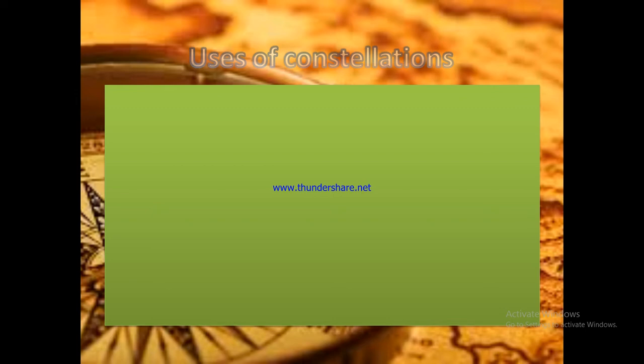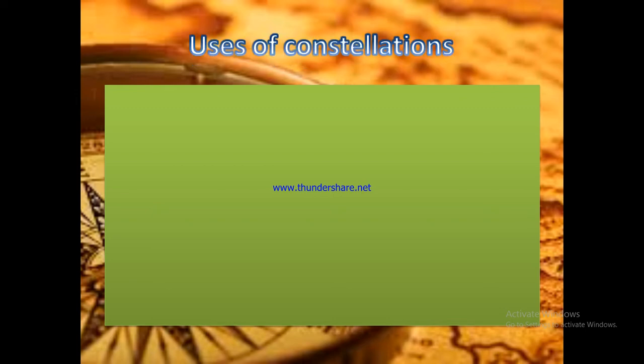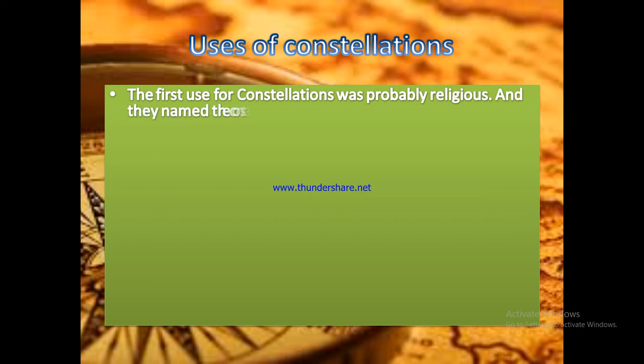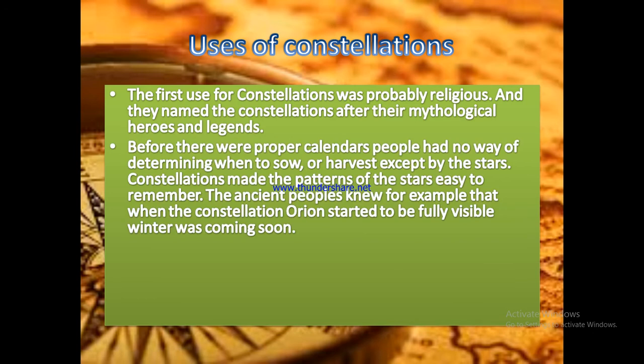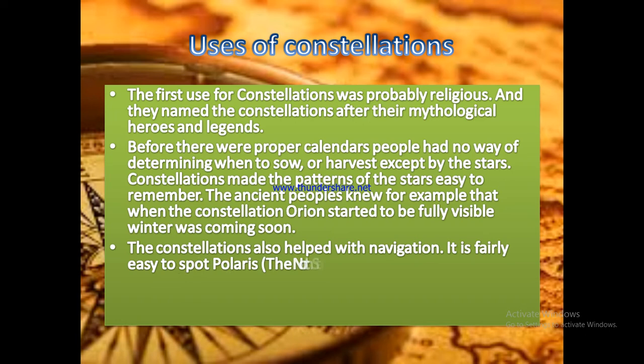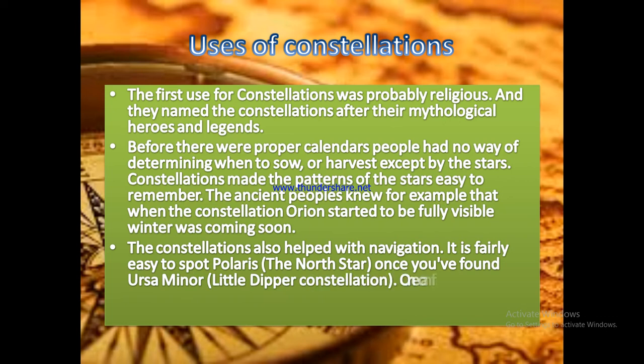Uses of constellations. The first use of constellations was probably religious, and they named the constellations after their mythological heroes and legends. Before there were proper calendars, people had no way of determining when to sow or harvest except by the stars. Constellations made patterns of the stars easy to remember. The constellations also helped with navigation.